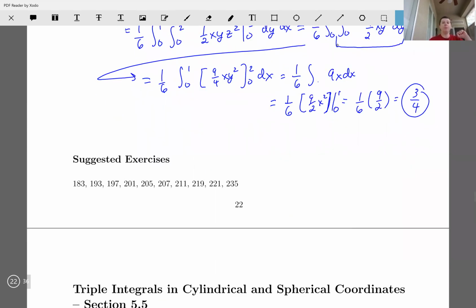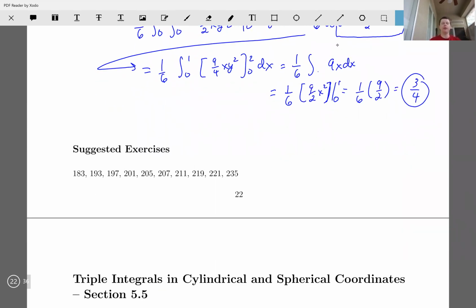Next time, we are going to talk about triple integrals in cylindrical and spherical coordinates, which, well, we're going to actually break that up into 2. We'll do cylindrical first and then spherical. So that's where we're heading next.